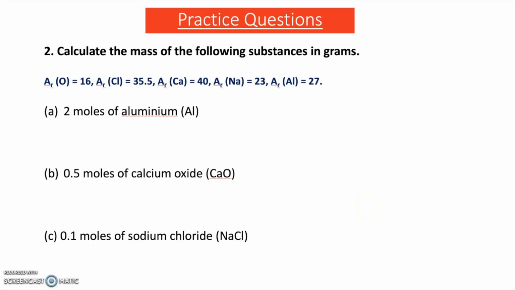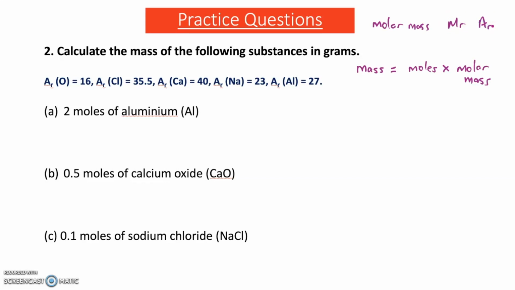Now in question 2, you're asked to calculate the mass of the following substances in grams, and they're asking you to convert moles to mass for aluminium, calcium oxide, and sodium chloride. And the formula to convert moles to mass is as follows. Mass is equal to moles times molar mass. And the molar mass is either the AR value if you're dealing with atoms, or it's the MR value if you're dealing with molecules.